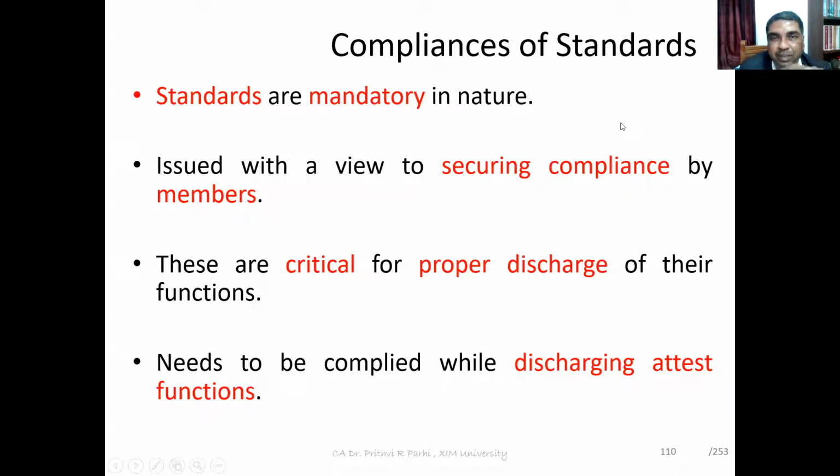Okay, friends. Now, let us talk about compliance with these standards. Friends, these standards are mandatory in nature, meaning they have to be complied with in an auditing situation. And these are issued by the Institute with a view to securing compliance by members. So the members of the Institute, that means members of the Institute of Chartered Accountants of India who are auditing, they have to comply with this. The compliance of these standards needs to be secured.